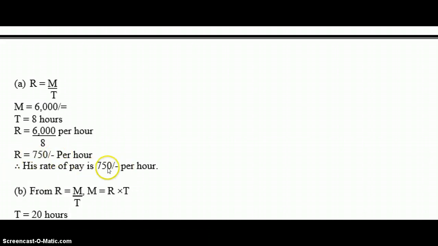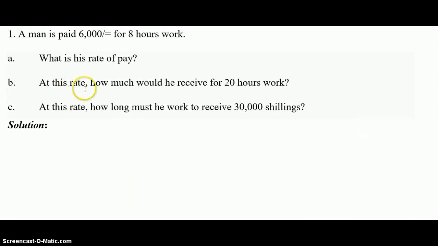Kwa hiyo the expression of this rate will be equals to 750 shillings per hour. Maana yake unaexpress this per hour, hiyo ndiyo meaning ya rate. Okay, B we asked it to find at this rate, kwa rate ambayo tumeipata hapa juu, we said that how much would he receive for 20 hours working, how much? Mean that anauliza kiwango cha pesa, how much, maana yake anauliza atapata shilingi ngapi kama atafanya masaa 20, lakini rate yake ni hii hapa ya 750 kwa lisali moja.